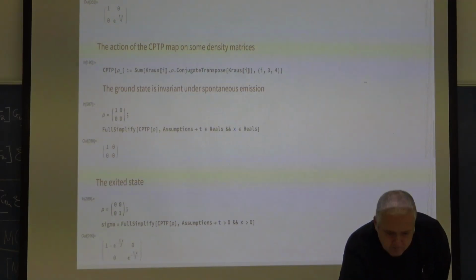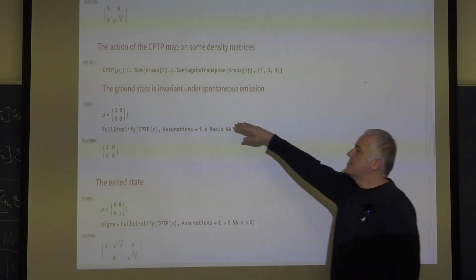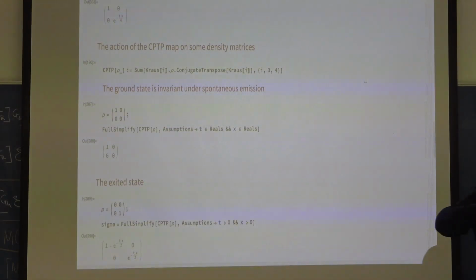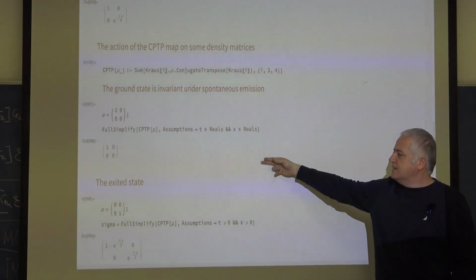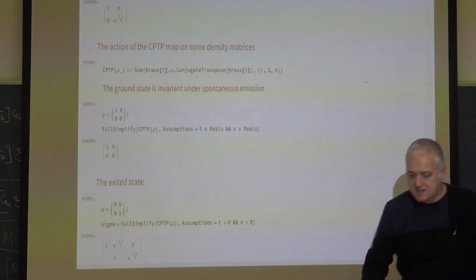So the next part is I'm defining a few matrices to determine the action of our channel to see if it makes sense. So the first thing I do is I apply the map on the ground state. If my system is on the ground state, there is no spontaneous emission. So this should be a fixed state of the channel, and indeed it is. If you apply the map, I get back the same state. Okay? Next, I look at the excited state. What happens to the excited state?